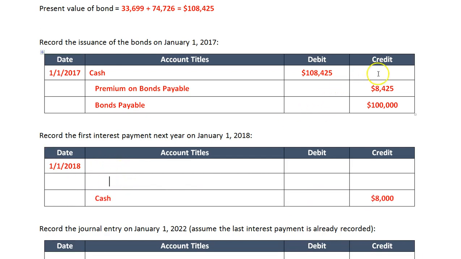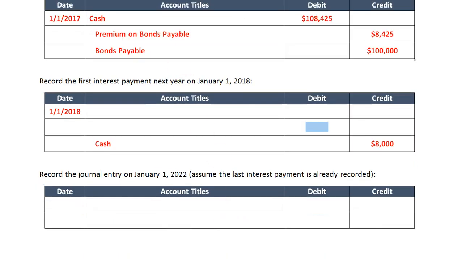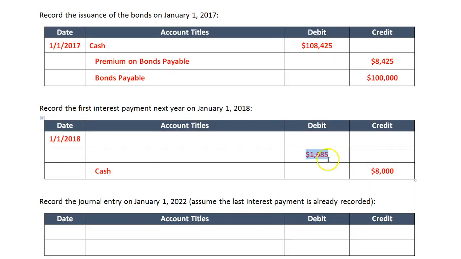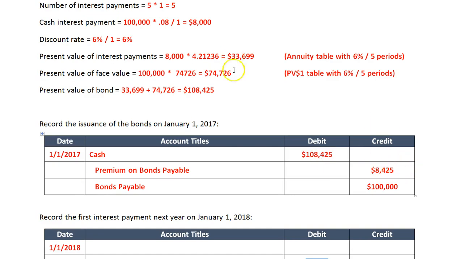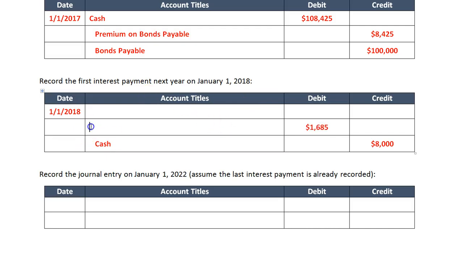All right, we need to amortize this premium. The premium has a normal credit balance. To amortize it, we're going to need to debit it, and we're going to divide it by the number of payments. So it'll be 8,425 divided by 5. You should get this number, which is 1,685. But that was $8,425 divided by the number of payments, 5. All right, that will be to the premium account.